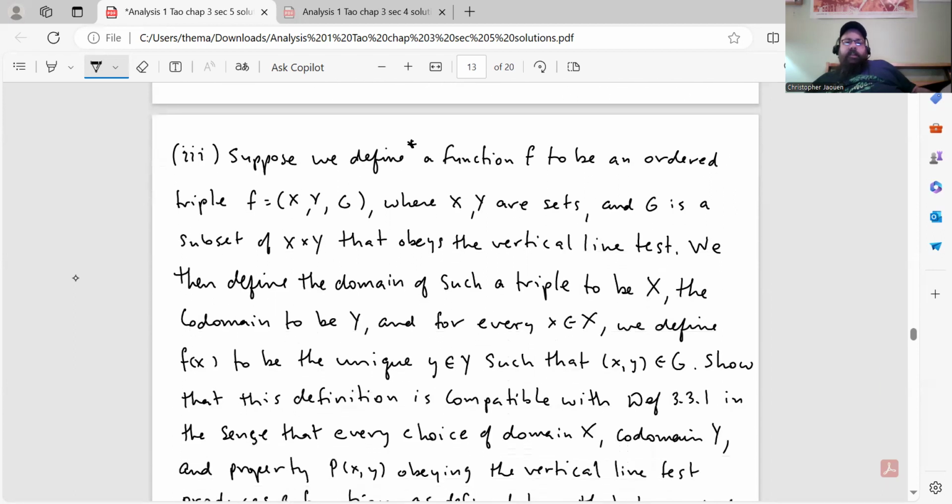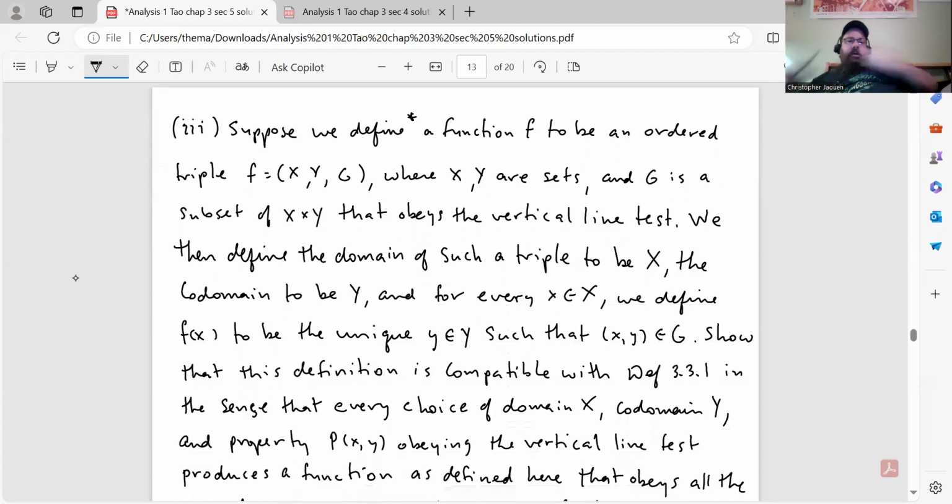All right, and then part three. I put a star here, which means that he has a footnote here. So maybe I'll read out the problem, and then I'll read the footnote after I read out the problem, and then we'll look at the proof. So part three says, suppose we define a function f to be an ordered triple, f equals XYG, where X and Y are sets and G is a subset of X times Y that obeys the vertical line test.